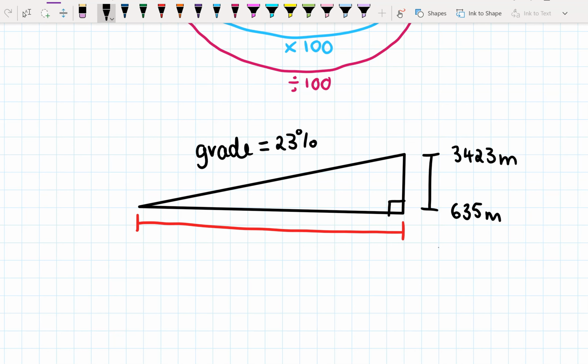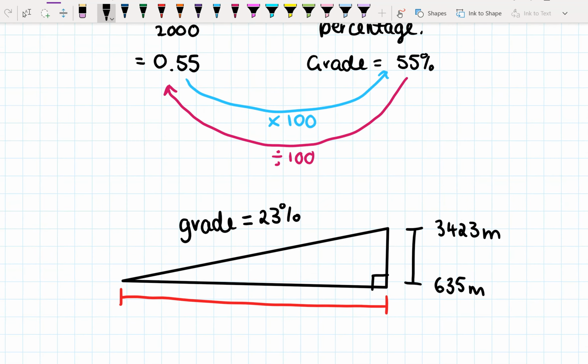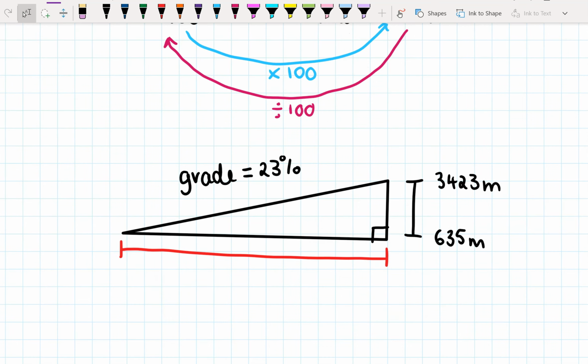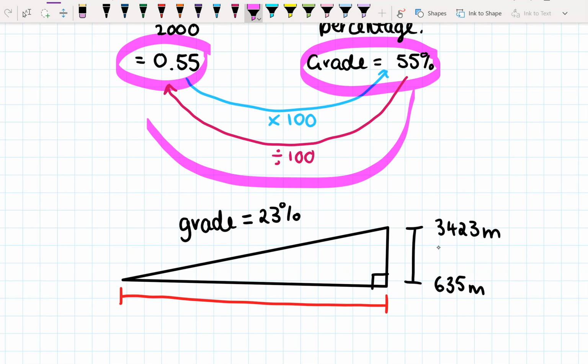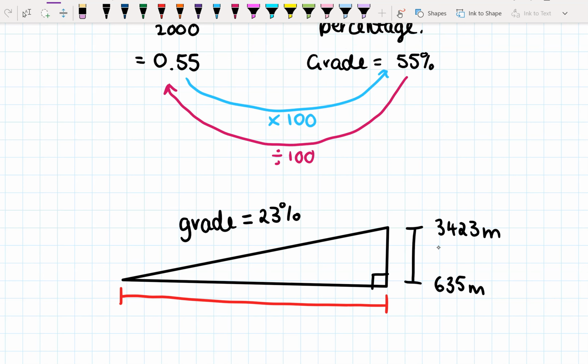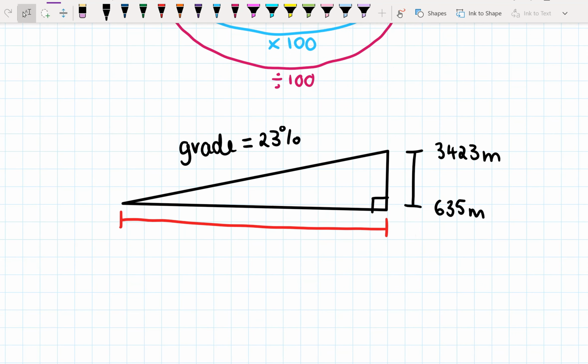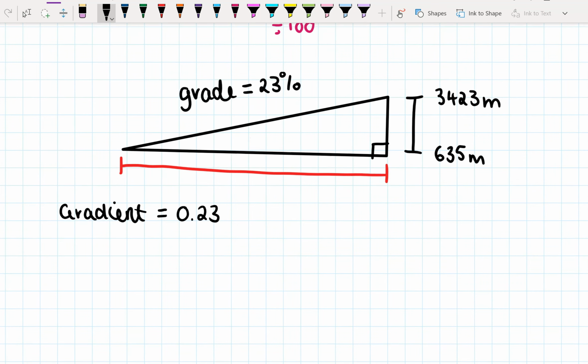So this is one where we need to work backwards. Now we're going from grade to gradient, okay? So as we said above, if you're going from grade to gradient, you need to divide by 100. So we're going to do that first. We know here that our gradient is 23 divided by 100, which gives us 0.23. So that is the gradient of this road.